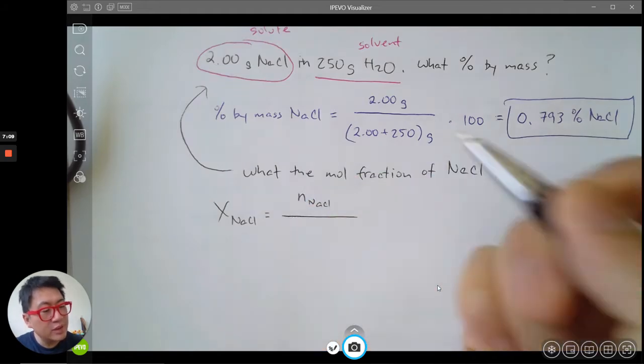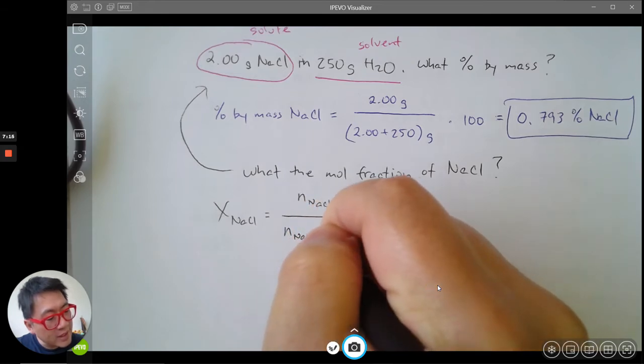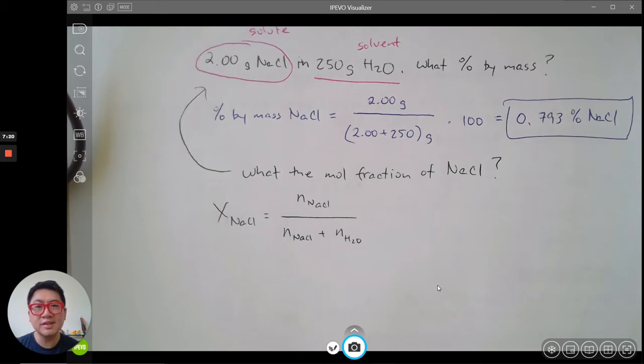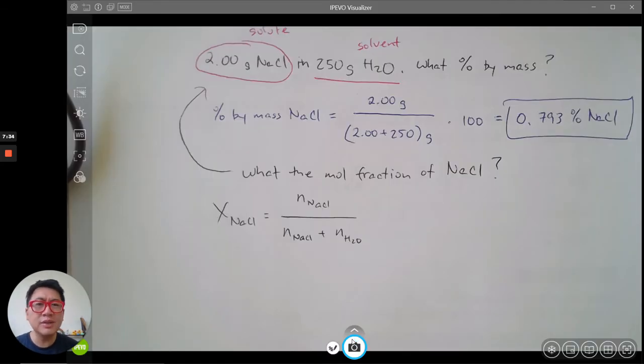So what is the total? It's going to be the moles, N stands for moles, moles of sodium chloride, and the moles of water. I only have 2 things, salt and water. So if I'm trying to find the mole fraction of salt, I find the number of moles of salt divided by moles of everything, all components. We're usually going to only talk about 2 things, like in this case, salt dissolved in water. Yes, you could have salt and sugar and something else, all dissolved in water, but we're going to keep it simple, just salt dissolved in water, okay?